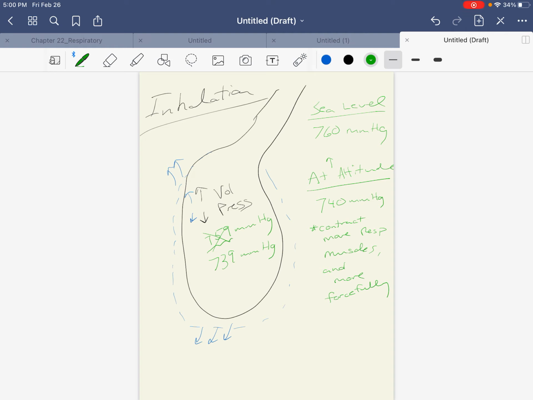So this, my friends, is why it's harder to breathe at a higher elevation. Because the atmospheric pressure is lower, your respiratory muscles have to work harder to increase the lung volume, to decrease the pressure, to develop a pressure gradient. You don't need to know these numbers, but the idea is that at a higher altitude it's harder to breathe because you have to contract your respiratory muscles more to increase lung volume more in order to reduce the pressure more. The normal pressure that you might bring it down to is no longer enough.